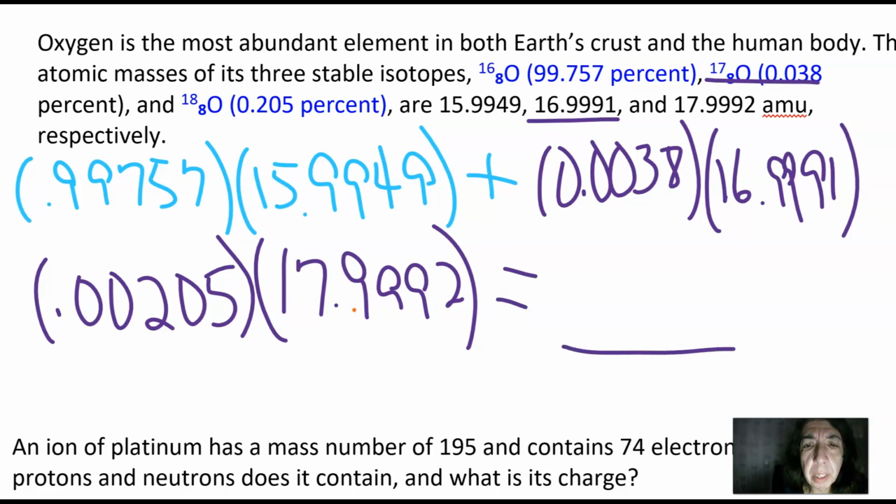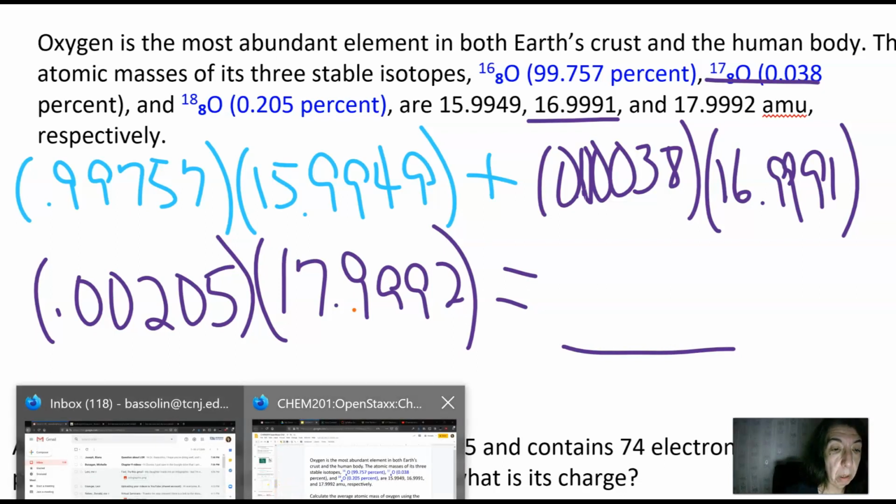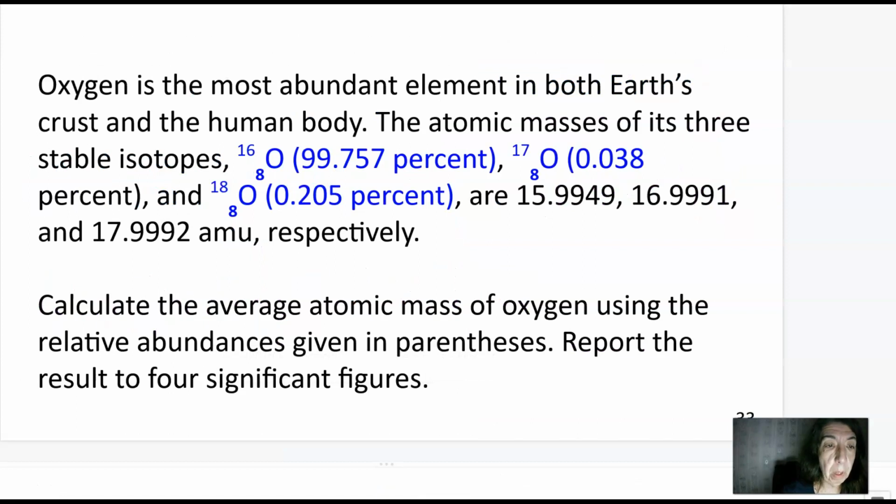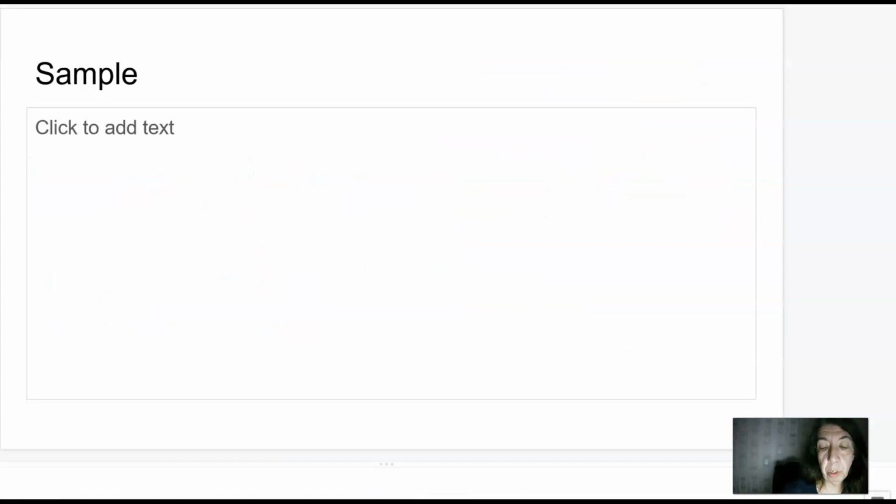And I just realized that this is 0.00038, so we have to put a little 0 in there because we moved it. It already was 0 and we made it a percent, so it actually has 3 there. So if you multiply these all together and add it up, you should get the same atomic weight as you see for oxygen on the periodic table. So I'll let you try that. Okay, now let's go back to here. And then the last part was just to do that example.